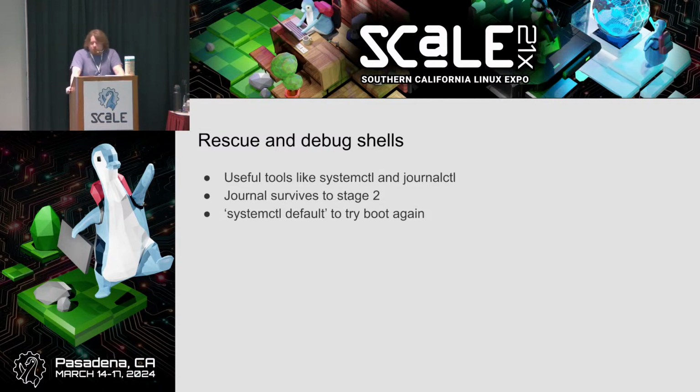This journal also survives to stage 2, which means that once you're in stage 2 and the system's booted up, you can take a look through what happened while it was booting up in a really fine-grained, detailed way. And then finally, if you are messing around in the shell and trying to fix what went wrong, say something was wrong with the way the file system was mounted, you can mount it yourself and then just run systemctl default, which will cause it to retry the default transaction, and that'll cause it to try to go to stage 2 again, and it'll go straight back into it.